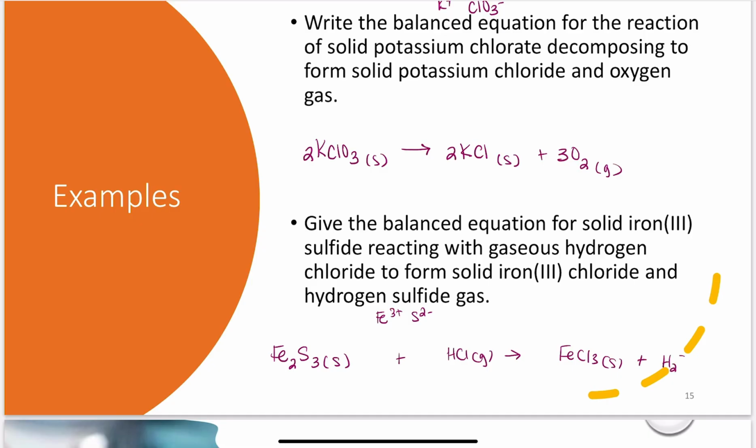And hydrogen sulfide gas, H2S. Because again, hydrogen is a +1, sulfide is a 2 minus. I need 2 of them. So, doesn't really matter where you start here. See, I've got 2 iron, 2 iron. That gives me 6 chlorides, 6 chlorides. That gives me 6 hydrogen, 6 hydrogen, and that balanced out my sulfides.